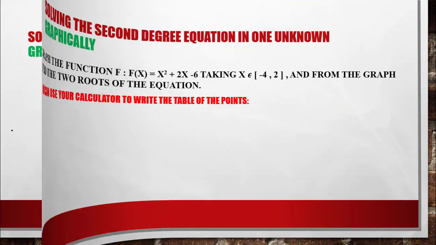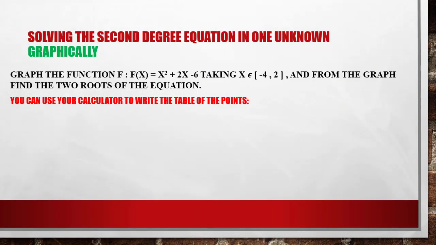Okay. Let's take this exercise. Graph the function f of x equals x power 2 plus 2x minus 6, taking x belongs to the interval [-4, 2], and from the graph find the two roots of the equation. The two roots, I want the two solutions of this equation.